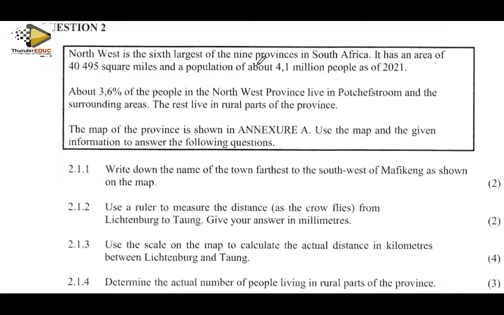All right, question number 2. North West is the 6th largest of the 9 provinces in South Africa. It has an area of 40,495 square miles. And the population is about 4.1 million people as of 2021. About 30.6% of the people in North West Province live in Potchefstroom and surrounding areas.